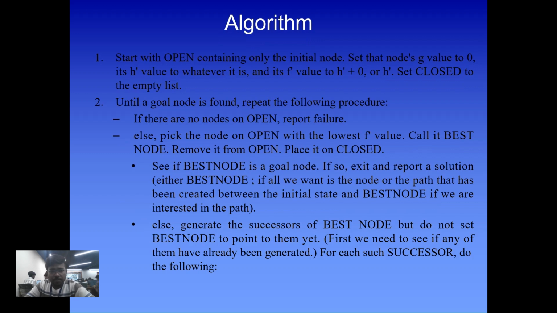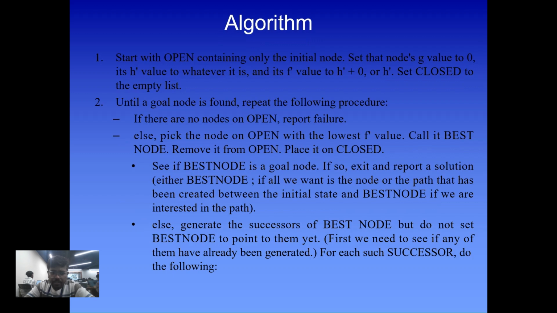First, we have to start with the open list containing only the initial node. Set the node's g value to 0, its h value to whatever it is, and its f dash value to h dash plus 0, or h dash. Set closed to the empty list. Until a goal node is found, repeat the following procedure. If there are no nodes on open, report failure.